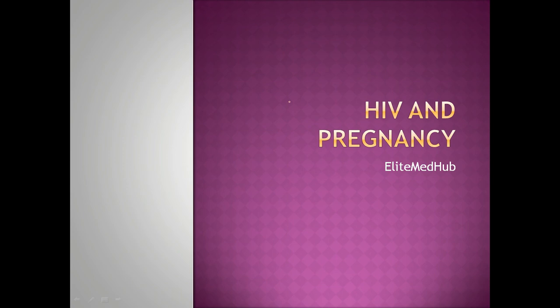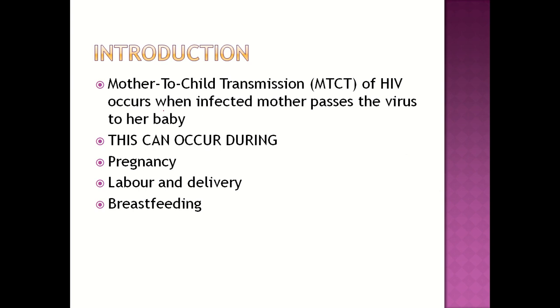Let's look at an extremely important topic in obstetrics, which is HIV and pregnancy. Today, we'll be discussing the effects of HIV on pregnancy, especially in the prevention of HIV transmission from HIV-positive pregnant women to their babies. So, mother-to-child transmission, that's the MTCT of HIV, occurs when an infected mother passes the virus to her baby. This can occur during pregnancy, labor and delivery, or breastfeeding.